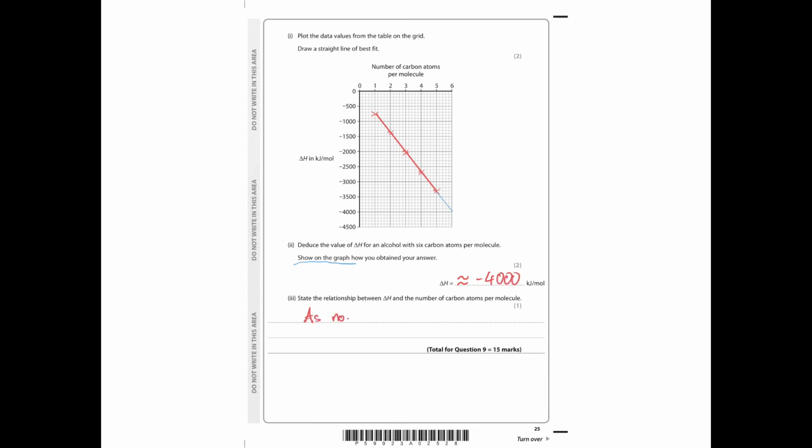Stating the relationship between delta H and the number of carbon atoms per molecule is tricky because as the number of carbon atoms increases, the magnitude of delta H increases. You must be specific here as the value actually becomes more negative.